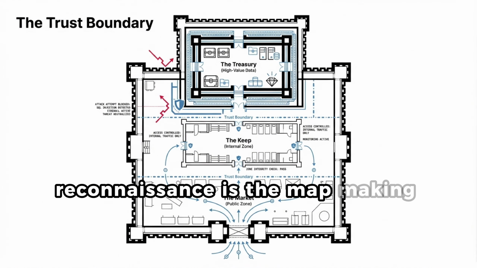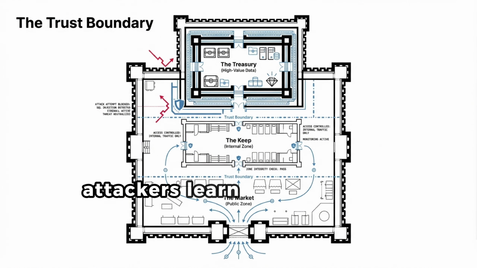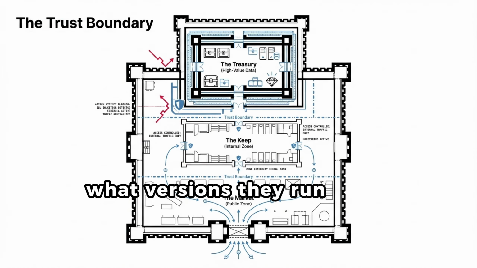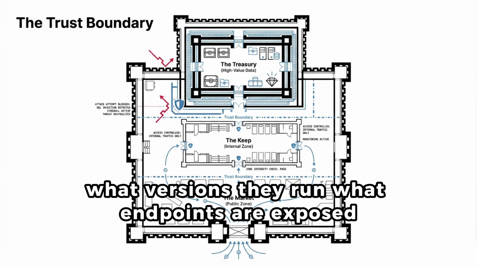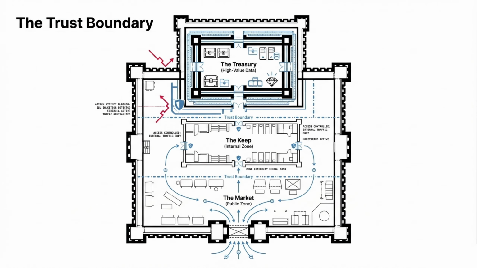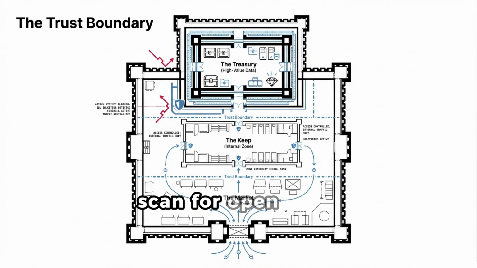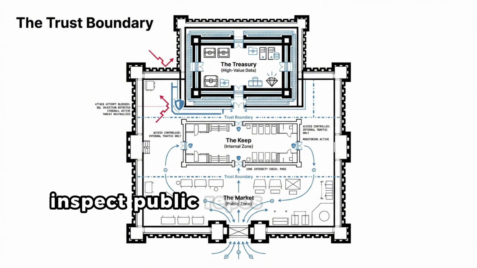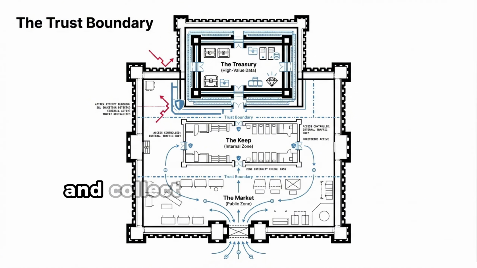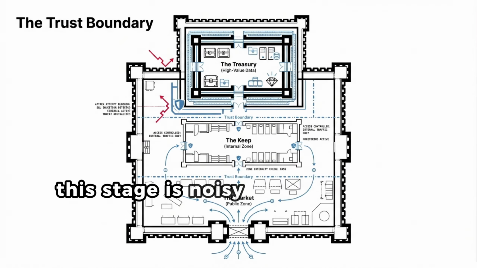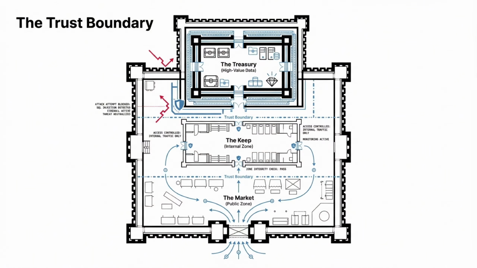Reconnaissance is the map-making stage. Attackers learn what's on the network, which services exist, what versions they run, what endpoints are exposed, and where sensitive assets live. They probe APIs for unusual endpoints, scan for open ports, inspect public repos for leaked keys, and collect metadata from cloud services. This stage is noisy and low risk for the attacker, but it yields the coordinates for the rest of the operation.